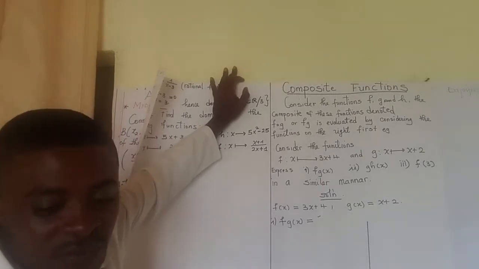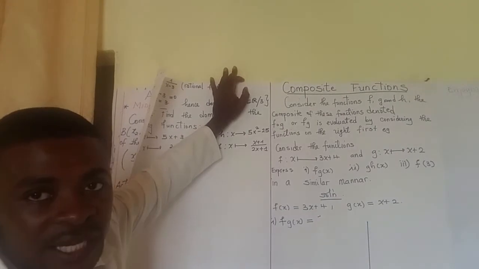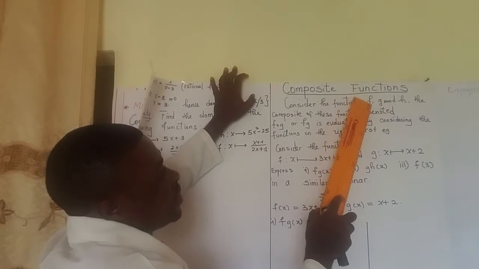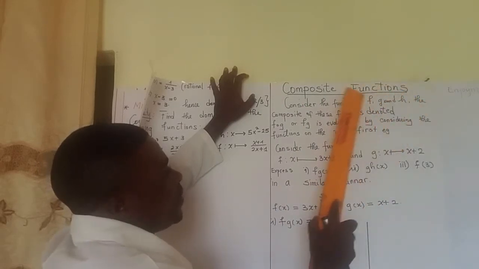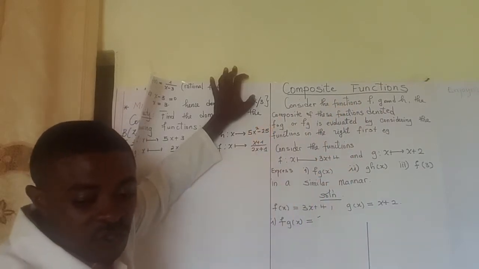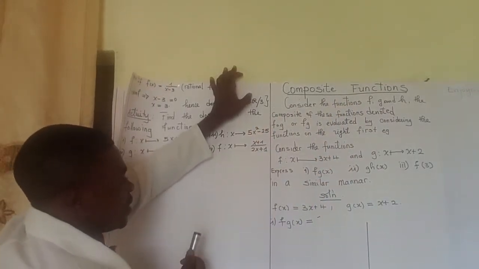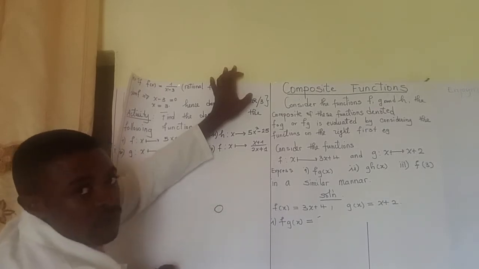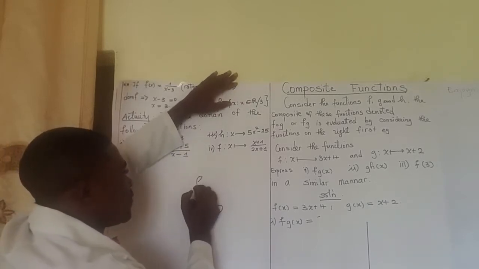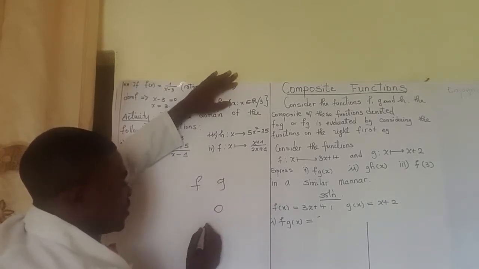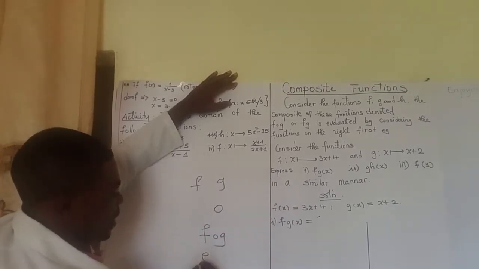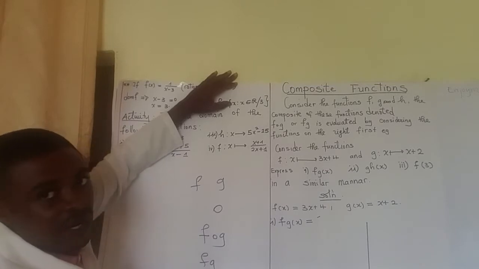We will now start taking down our notes. As I read, you copy. Consider the functions f, g, and h. The composite of these functions is denoted, you see the composite now, using a small 0, or you link the functions by a multiplication sign. What I'm saying here is, if I have 2 functions f and g, the composite is either written like this: f with a small 0, g, or you write f of g. When you have that, it is a composition.